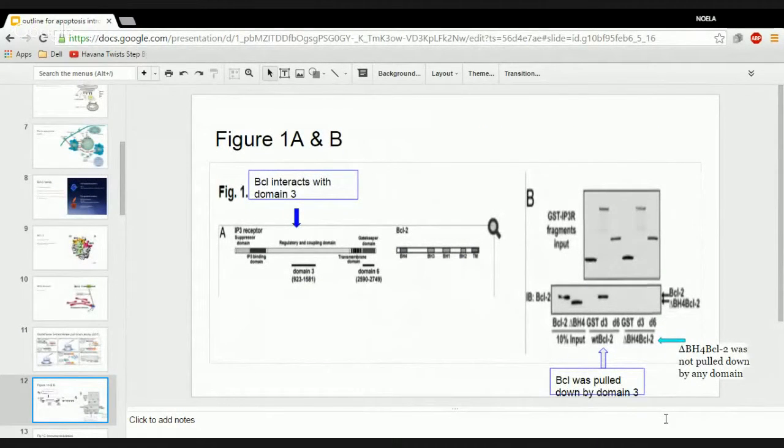Figure 1A shows the structure of the IP3 receptor. It is made up of a suppressor domain, an IP3 binding domain, a transmembrane domain, a gatekeeping domain, and a regulatory and coupling domain. This regulatory and coupling domain is also known as domain 3, and it is where the BCL2 interacts with the IP3 receptor.